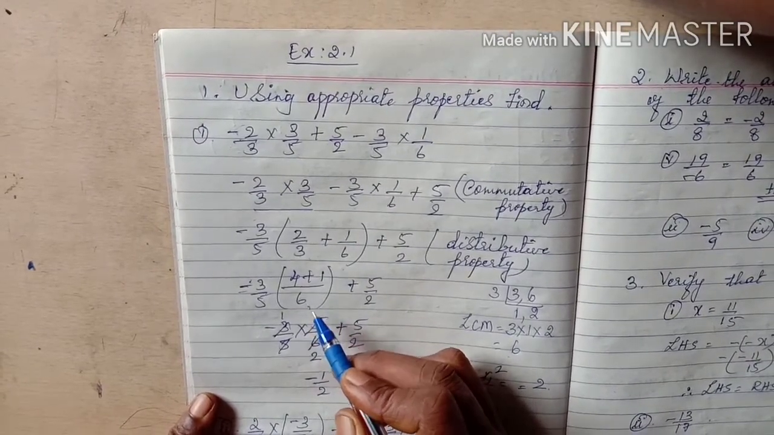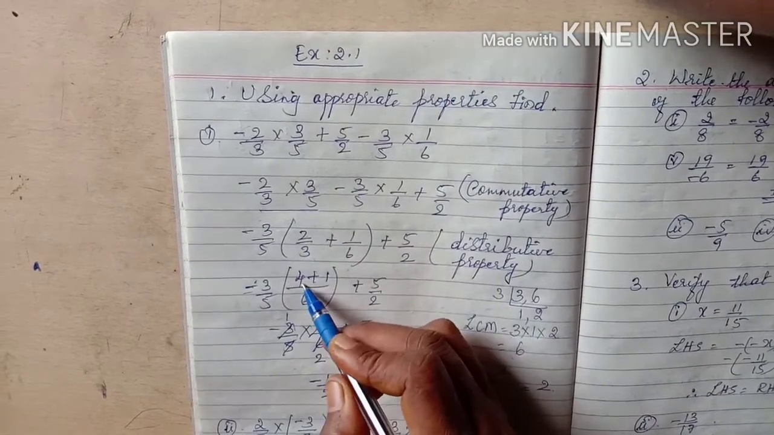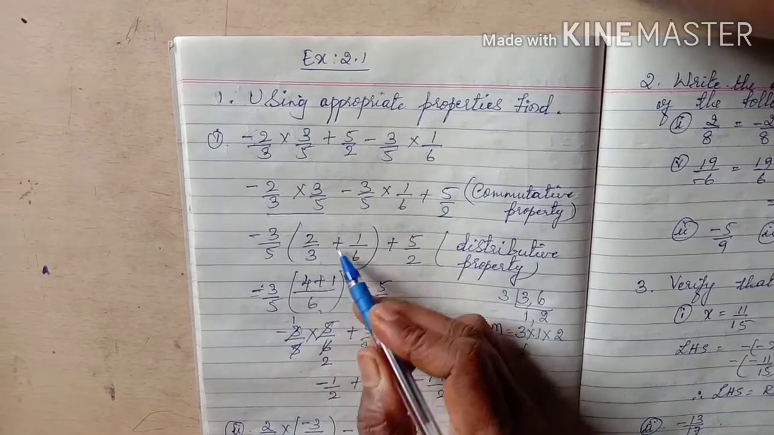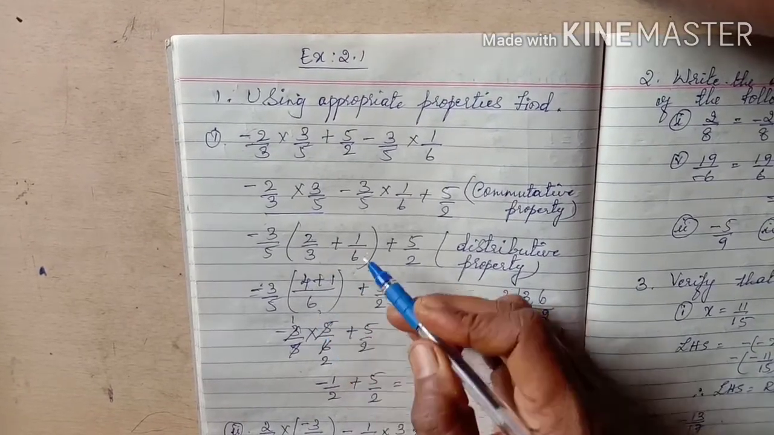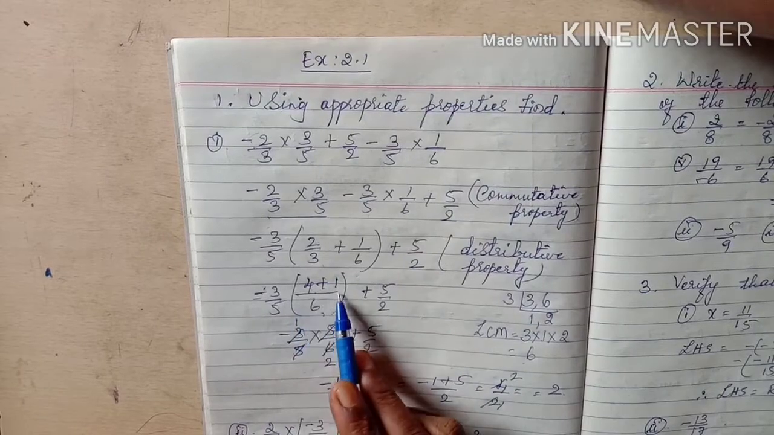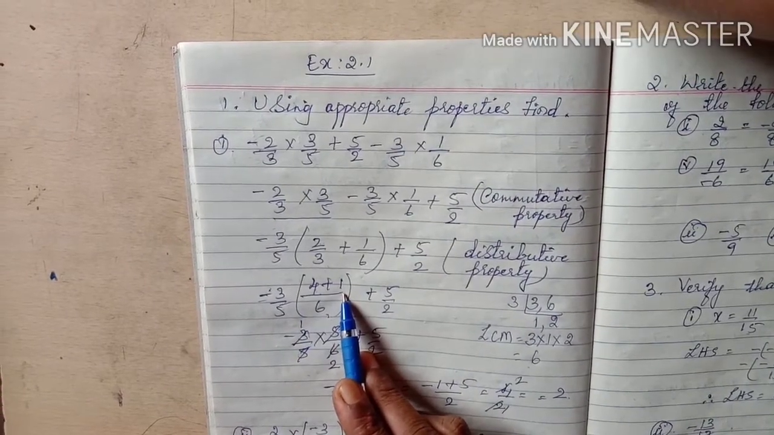2 quotient. 2 into 2 is how much? 4. 2 2s are 4. Then plus 6. From 6 you divide, the 6 1s are. Yes or no? 1 1s are 1. So 4 plus 1. What do you get here? 4 plus 1 is 5 here.